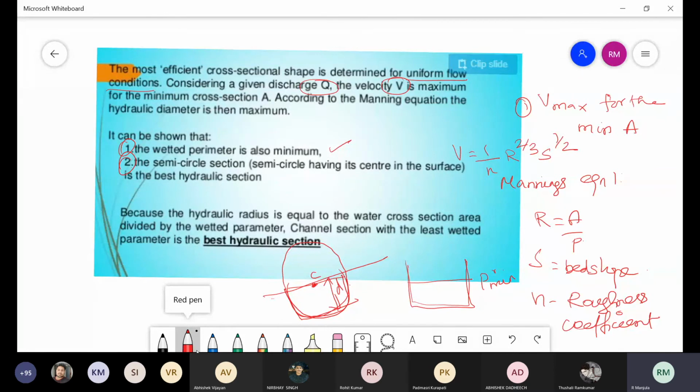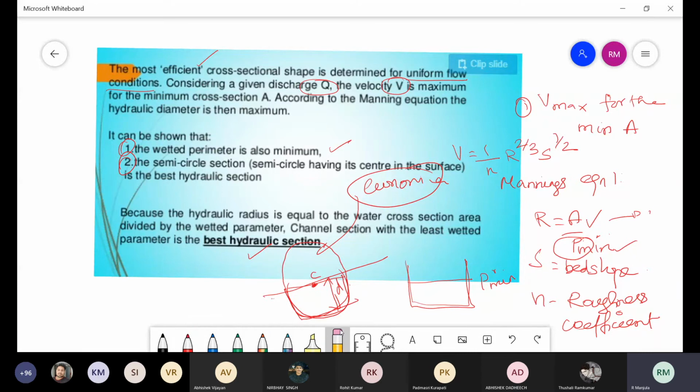Your hydraulic mean radius is nothing but A by P, isn't it? R is equal to A by P. Hence, the channel section with the minimum wetted perimeter is the best hydraulic section. So when we reduce the wetted perimeter, that is going to be our best hydraulic section. Best hydraulic section, most efficient section, most economical section, all are one and the same. Now, how are we going to design this most economical section for a rectangular section?